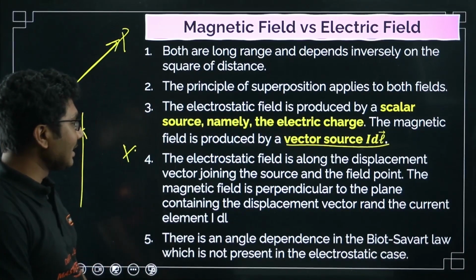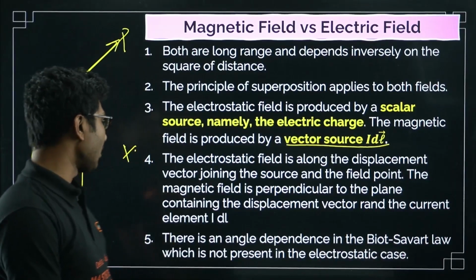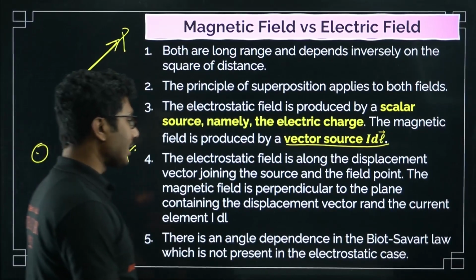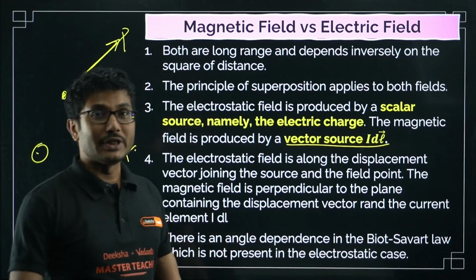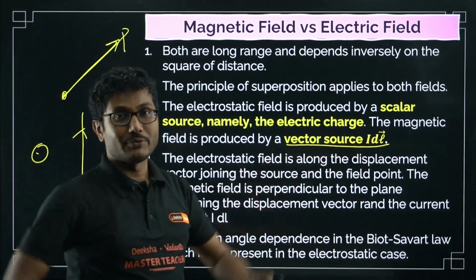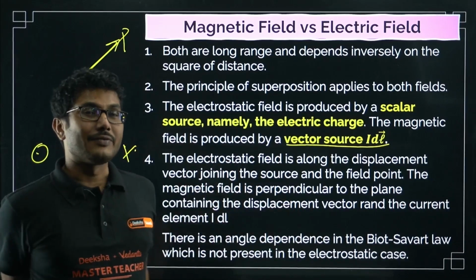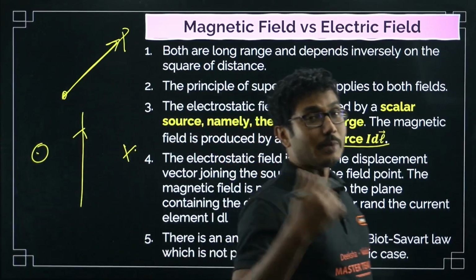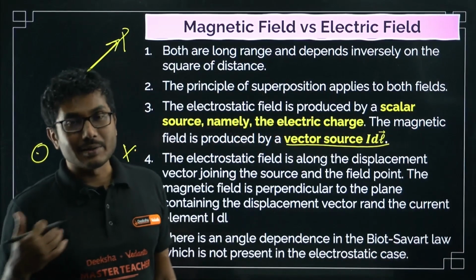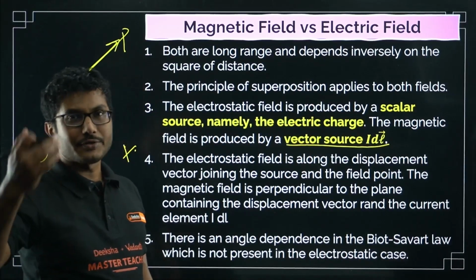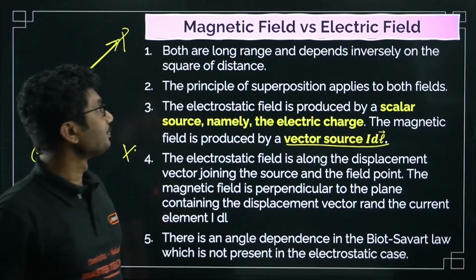Now let's move on. There is an angle dependence in the Biot-Savart law, which is not present in the electrostatic case. In electrostatics, the force experienced is basically qE, where the electric field is kq by r square. In the case of the magnetic field, there is a sine theta dependence, which is definitely absent in the case of the electric field.